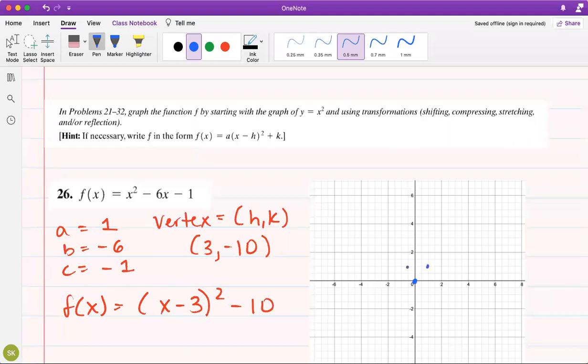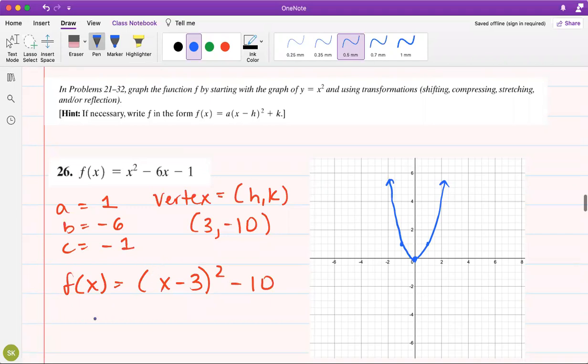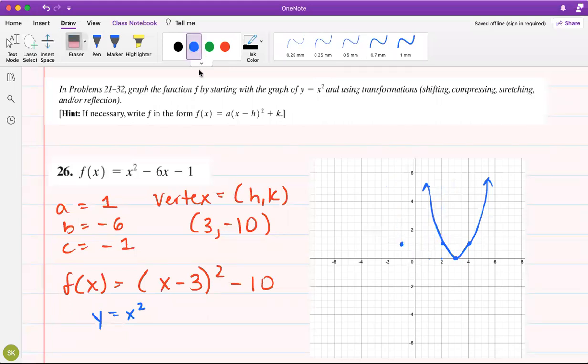So if we start with the parent function, y is equal to x squared, it looks like this. What do we have to do to get y is equal to x squared to look this way? Well, this negative 3, if we plug it in, we move the graph 3 units to the right. So 1, 2, 3, all of these get moved 3 units. Okay. And then what else do we need to do? Then we need to move the graph down 10 units.